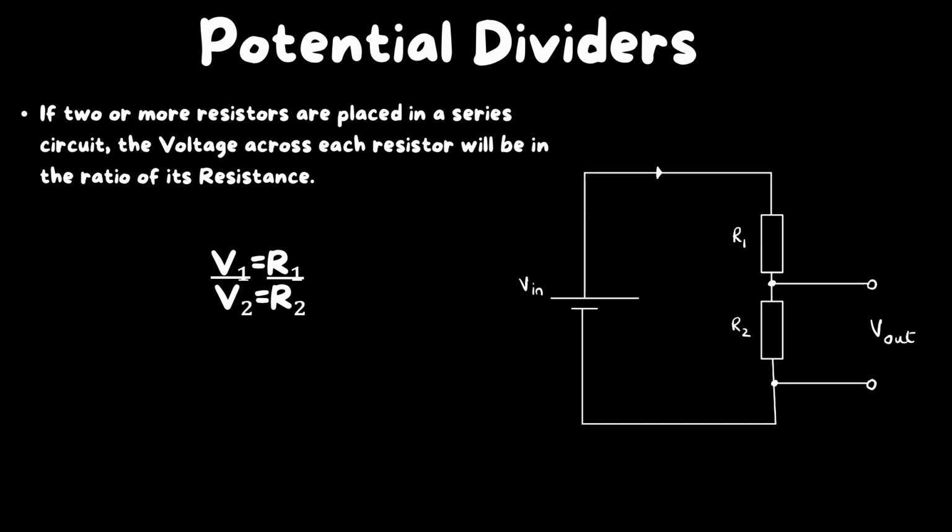Let's have a look at the circuit. In the circuit, we have an input voltage Vin, and the two resistors R1 and R2 are connected in series. And we have a Vout, which we can measure. So the Vout is essentially the fraction of Vin, because the current remains the same, and we can simply say that Vout is going to be in the ratio of R2 over R1 plus R2, the total resistance, times Vin. And this is a really useful formula to work out the potential difference.